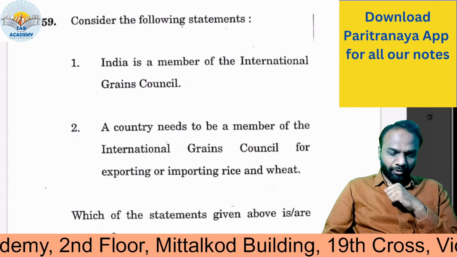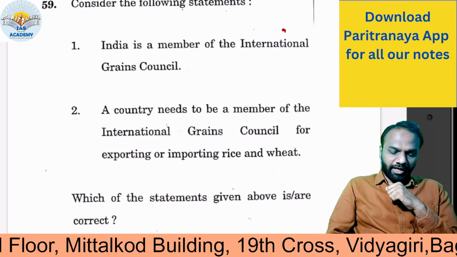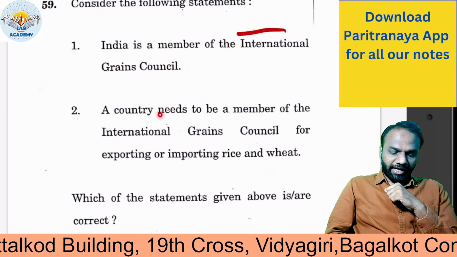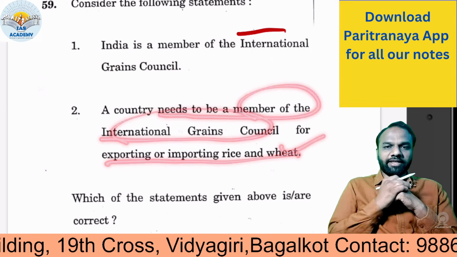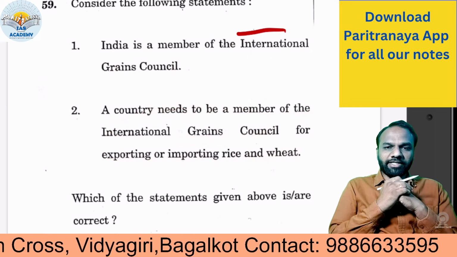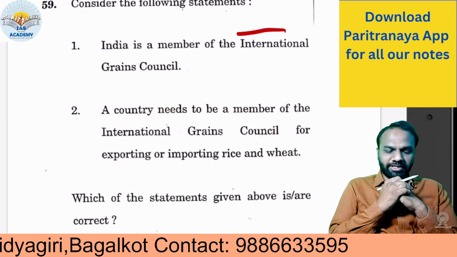Next, moving to this question, consider the following statements. India is a member of the International Grains Council. A country needs to be a member of the International Grains Council for exporting or importing rice and wheat. For this question also we have partial content, not complete content, but still based on general logical or rational thinking, we should be able to answer this question.